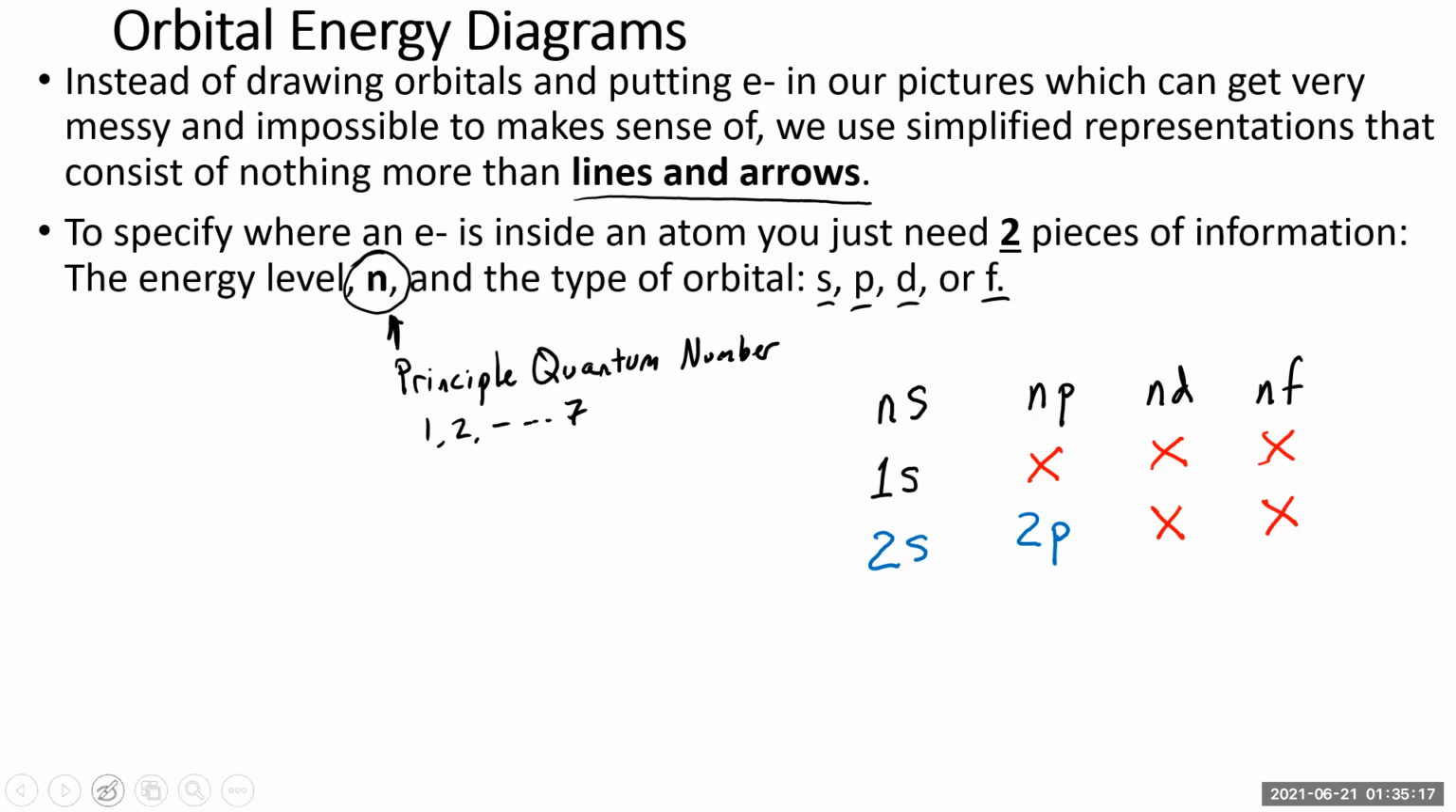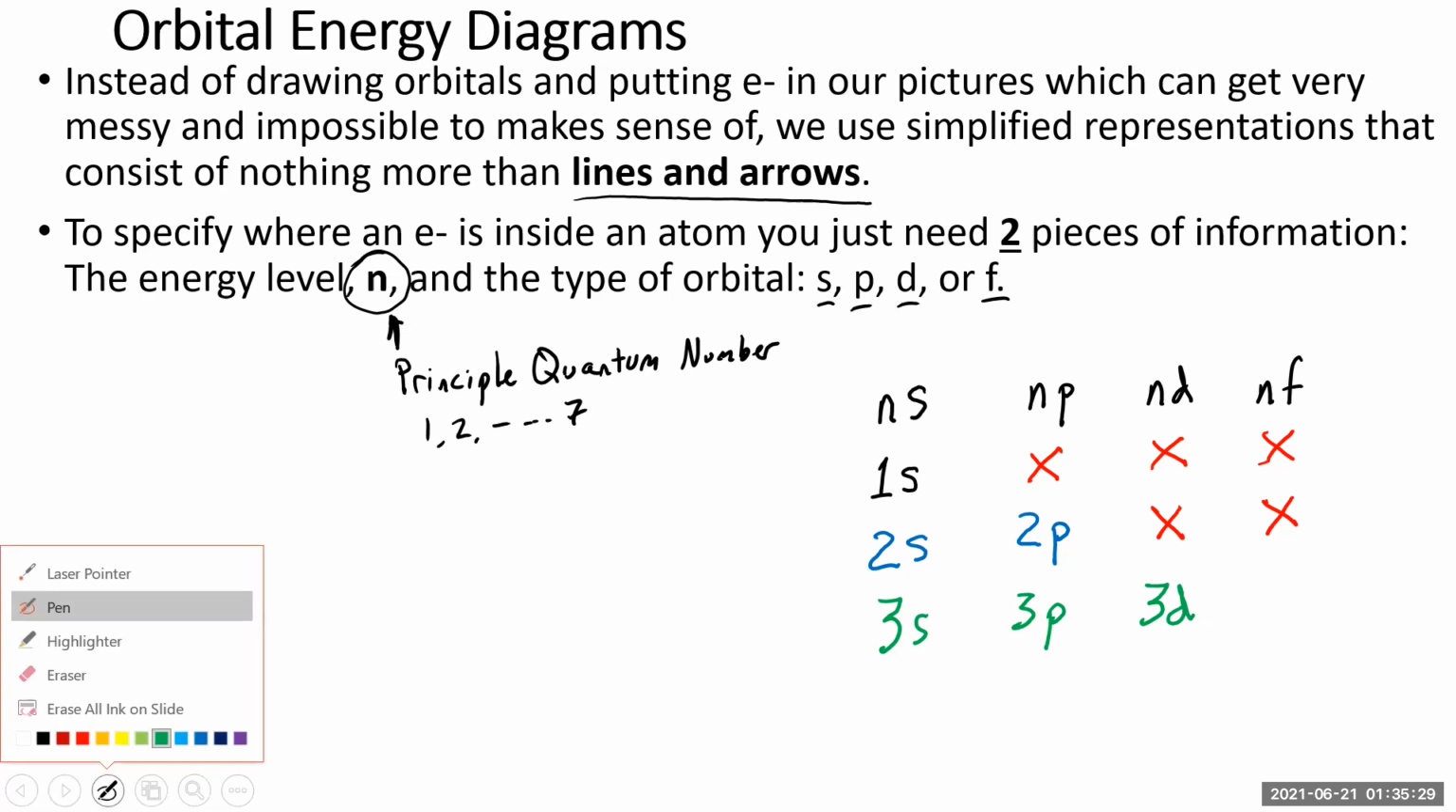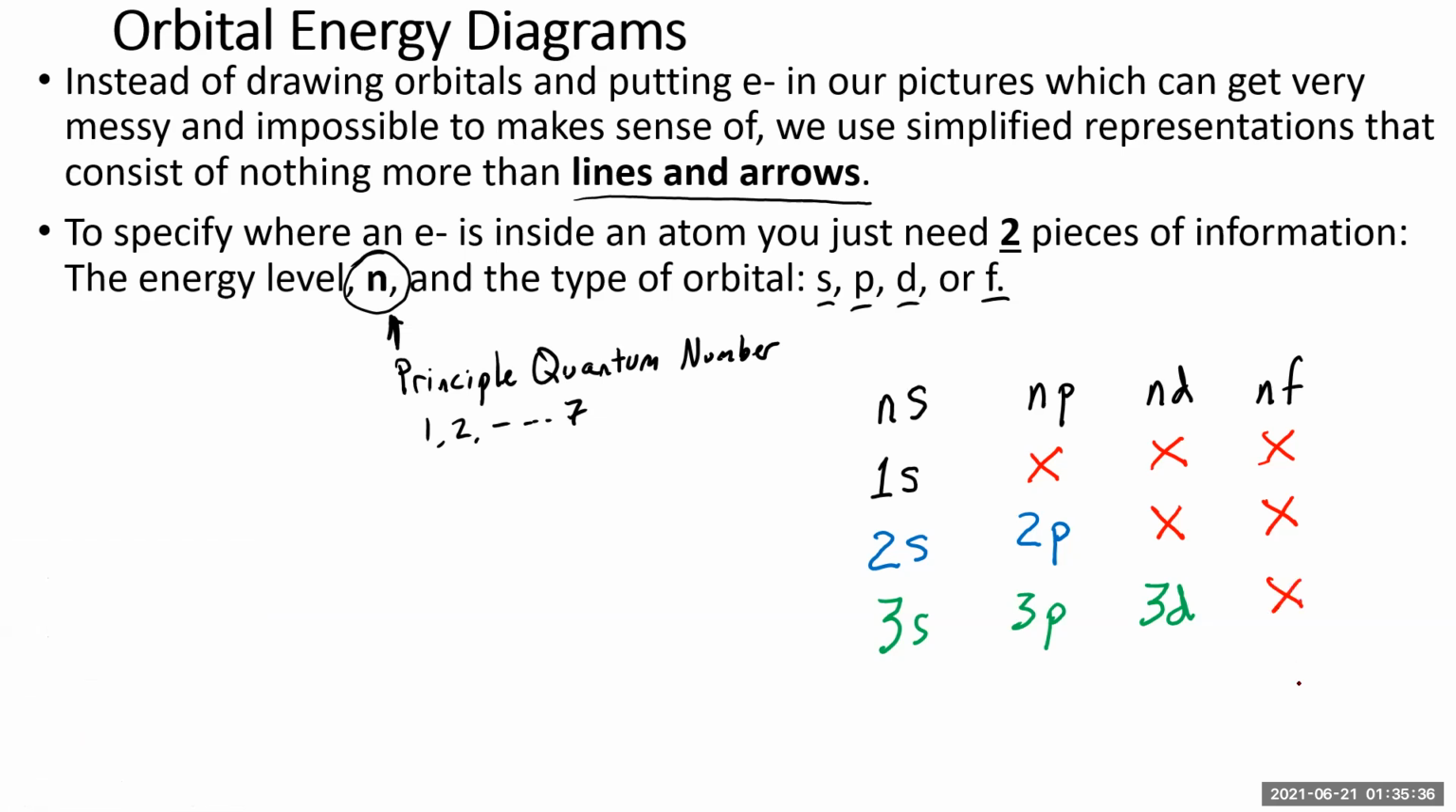Then we get to energy level 3. Then we have three different kinds of orbitals available. We have the s, we have the p, and now we have a d-type orbital available to us. But again, no f-type. Every time you go up one energy level, you add another type of orbital that is possible at that energy level.